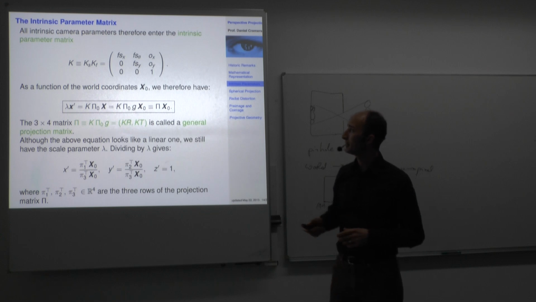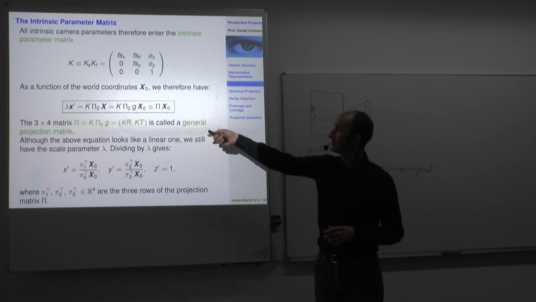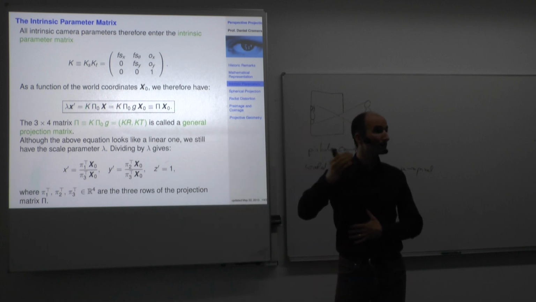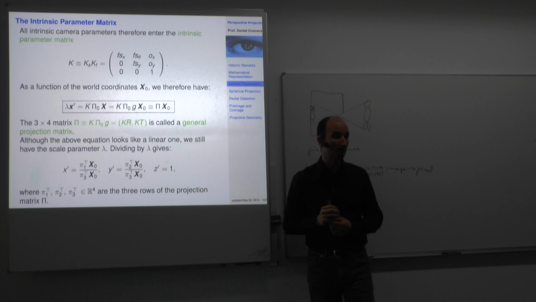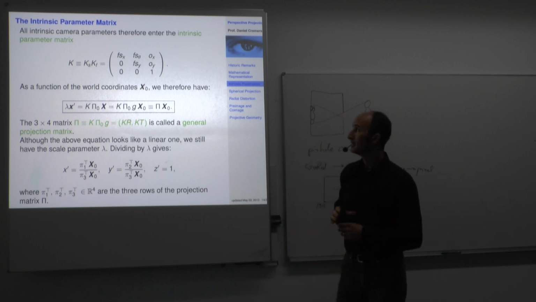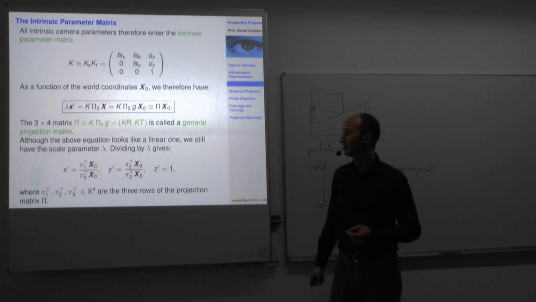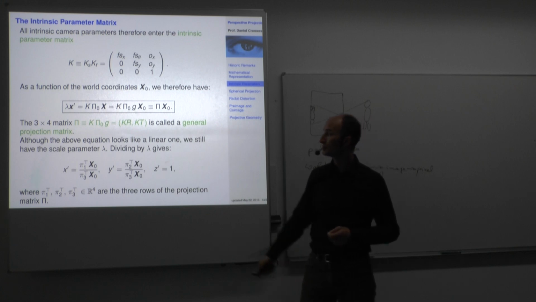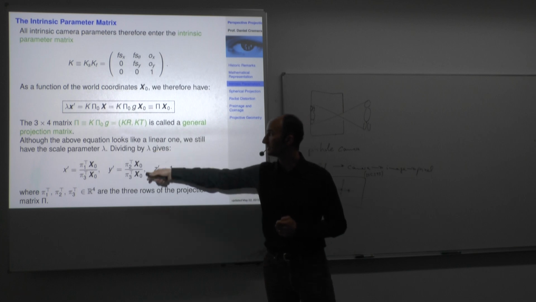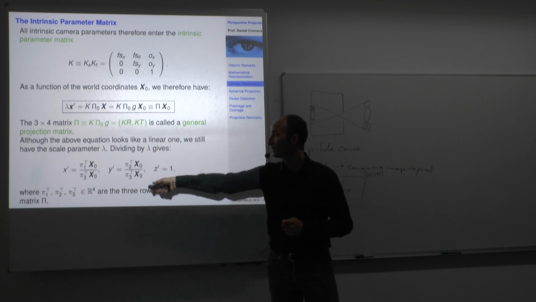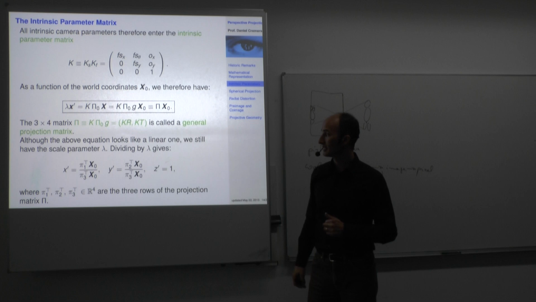Again, you should be careful. If we write things in this way, it looks like we have a linear transformation getting us from world coordinates to the pixel coordinates. But recall, strictly speaking, this transformation is not linear. We've just made it look linear. We still have the scale parameter, and that is the third component, the z coordinate. So in practice, you still have to divide by lambda, being the third component, the z coordinate.